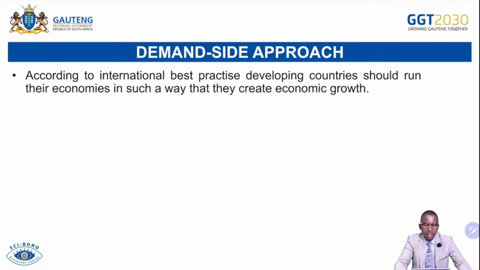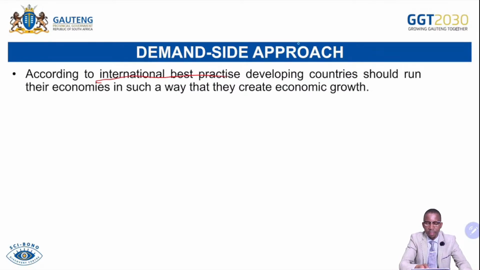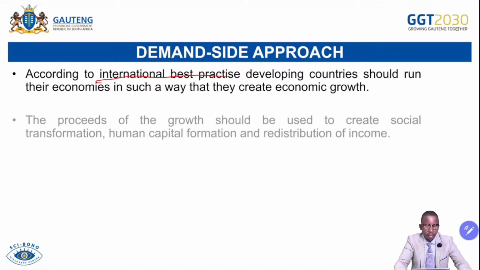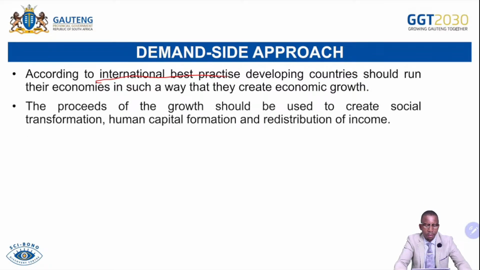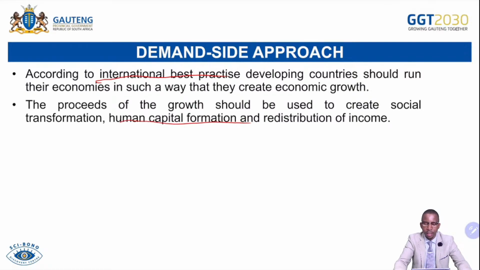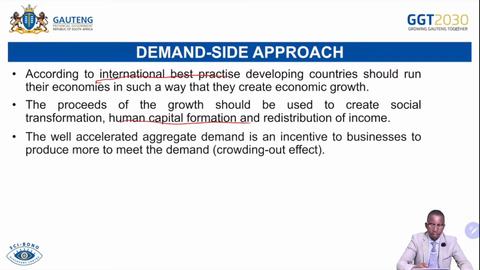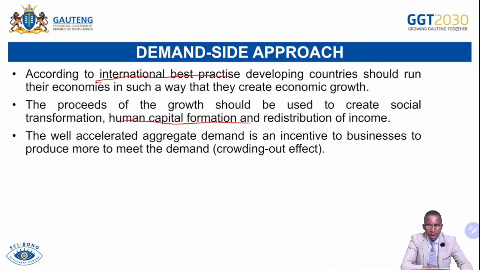According to an international benchmark practice, developing countries should run their economies in such a way that they create economic growth. The proceeds of the growth should be used to create social transformation, human capital formation, and redistribution of income. So we need to distribute income fairly. The well-accelerated aggregate demand is an incentive to businesses to produce more to meet the demand.